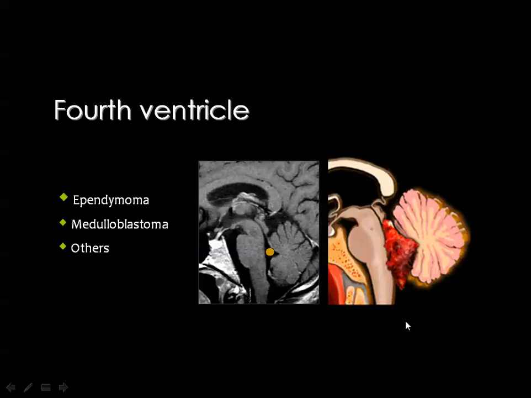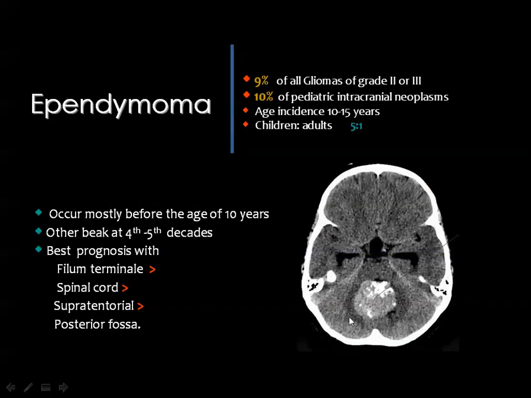And we'll start first by lesions that can occur in the region of the fourth ventricle, and we have discussed in the lecture of intraventricular tumors most of these lesions, but we have to emphasize these two important tumors, which are the ependymoma and the medulloblastoma. Then, as you all know, the ependymoma occurs mainly in the fourth ventricle in the pediatric age group.